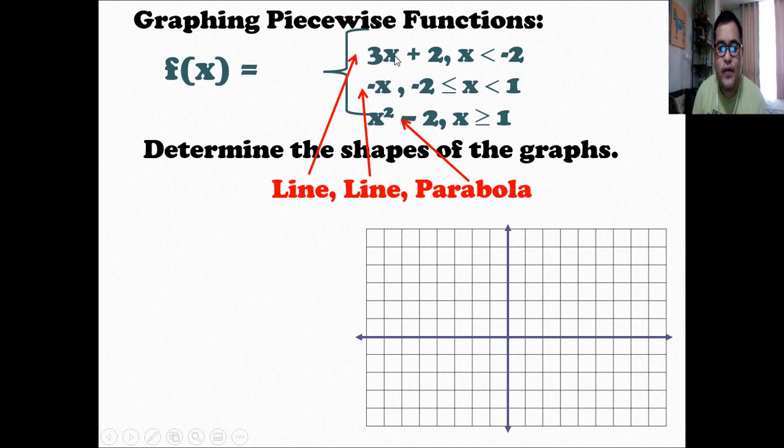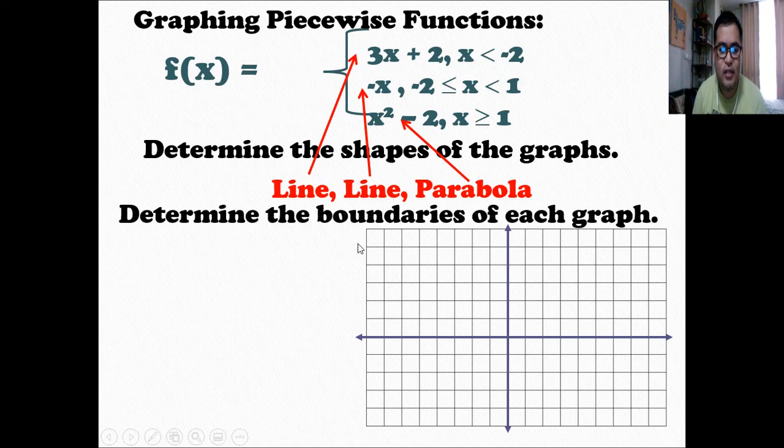Okay. So first, let us graph this 3x plus 2. Let's see the boundary. Okay, determine the boundaries of each graph. So since we have x is greater than or equal to 1 but less than 1, so we can determine the boundaries which are 1 and of course negative 2. Okay, these are the boundaries.